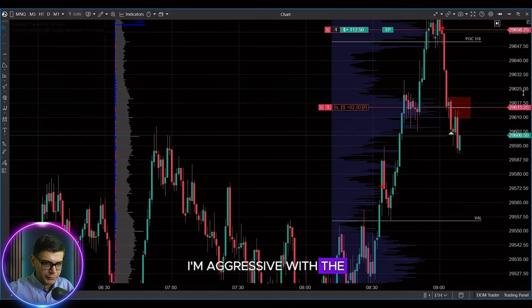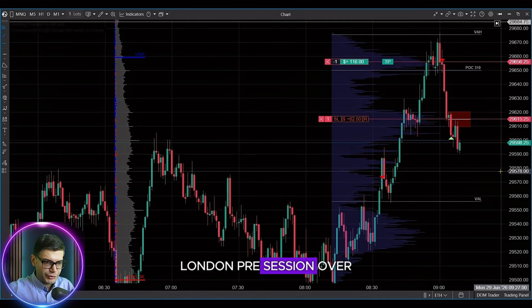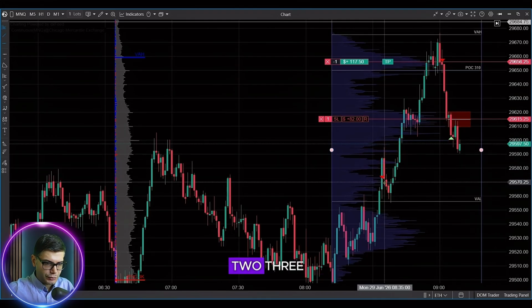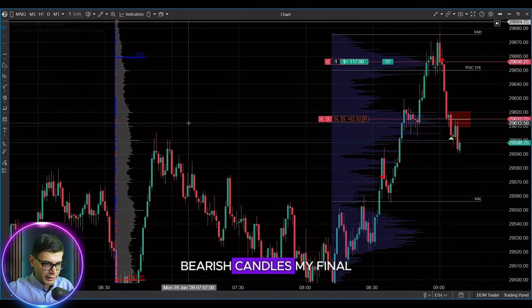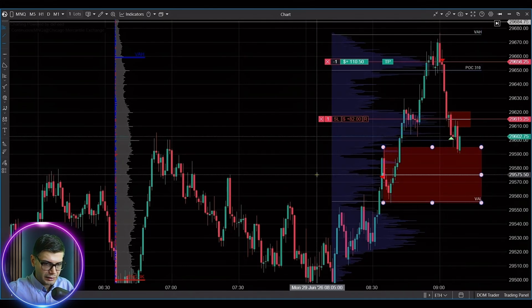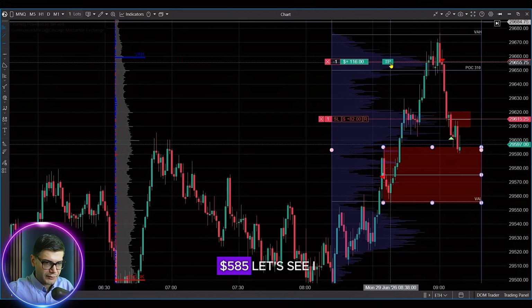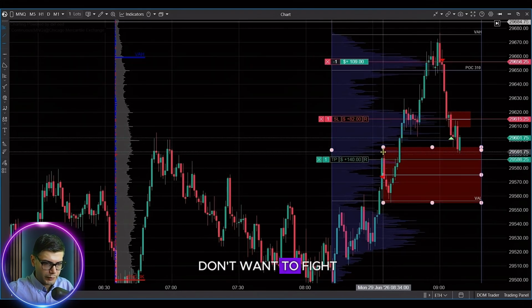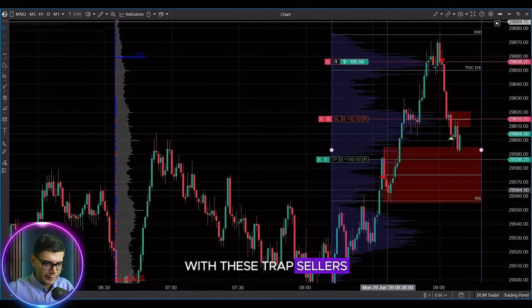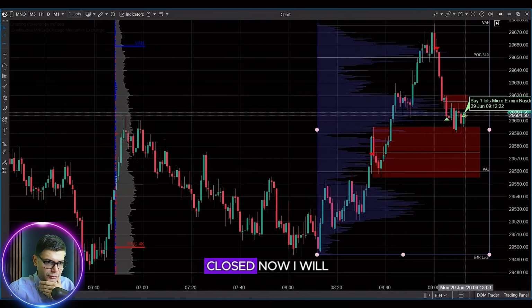I'm aggressive with the stop because it is London pre-session. Over here we have 1, 2, 3 bearish candles. My final target would be $575 or maybe the close $585. Let's see. I don't want to fight with these trap sellers because the price can potentially pull back. All right, that trade is closed.